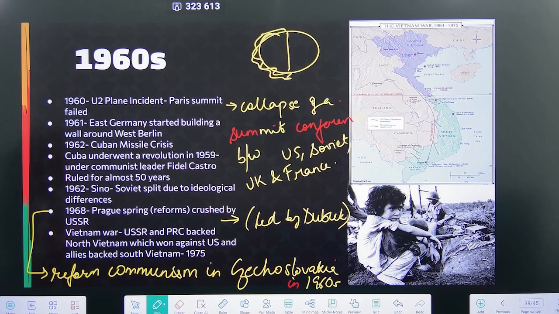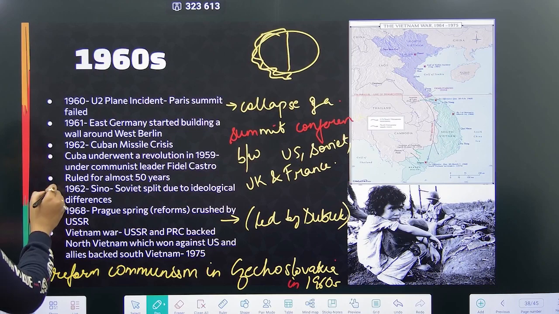Actually, in Cuba, what happened is that the Cuban government underwent a revolution in 1959, and a communist leader was established, Fidel Castro. Okay, and the US wanted to replace this leader. Fidel Castro ruled for almost 50 years in Cuba.